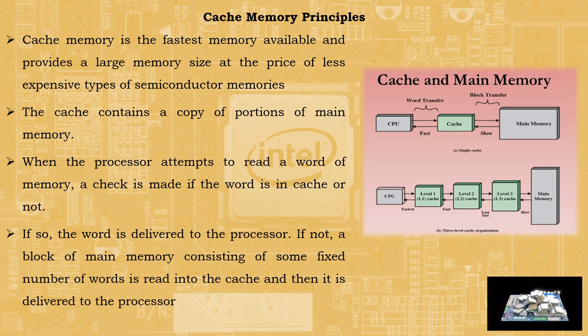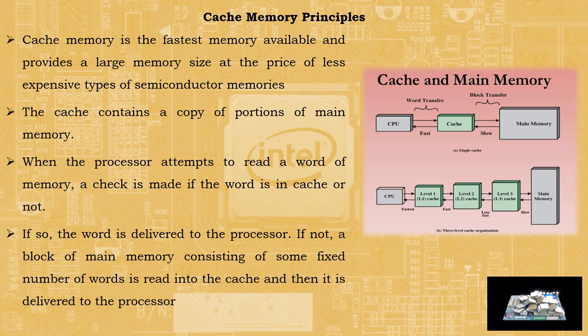Cache memory principles. Cache memory is the fastest memory available and provides a large memory size at the price of less expensive types of semiconductor memories. The cache contains a copy of portions of main memory. When the processor attempts to read a word of memory, a check is made whether the word is in cache or not. If so, the word is delivered to the processor. If not, a block of main memory consisting of some fixed number of words is read into the cache and then it is delivered to the processor.